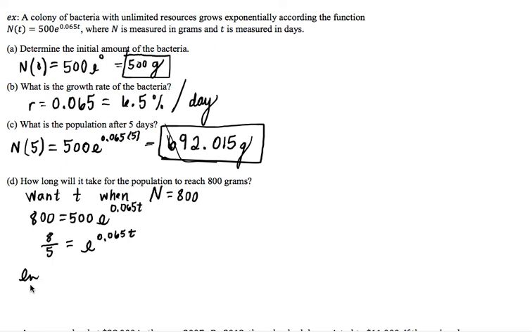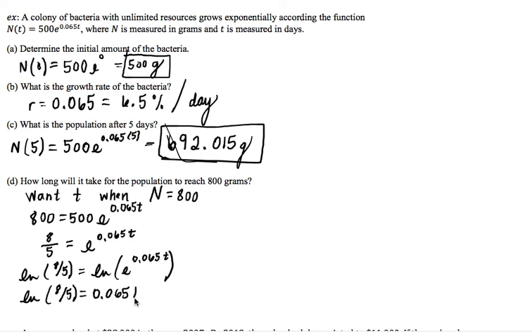And anytime you're dealing with e's, I would use natural log. So I'm going to take the natural log of 8/5 is equal to the natural log of e to the 0.065 t. And the natural log and the e cancel here on the right. So we have natural log of 8/5 equals 0.065 t. And so t, as an exact answer, equals the natural log of 8/5 divided by 0.065.